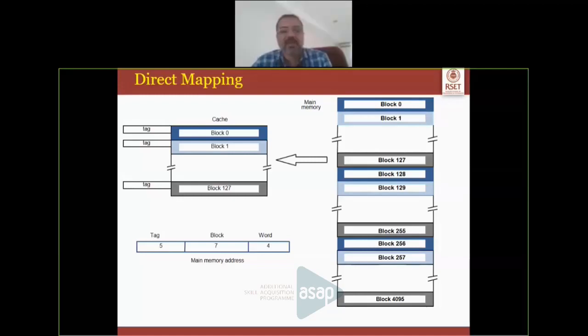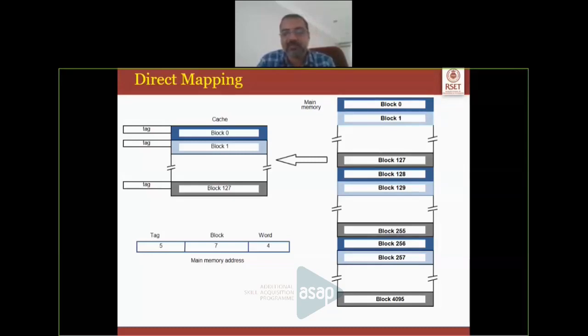So the four bits in the word, the least significant bits, are used to identify the location in each block. And the seven bits are used to identify the blocks. 2^7 is 128, which is the maximum number of blocks in the main cache memory. So it is used to identify the blocks. And the 5-bit tag, 2^5 is 32.